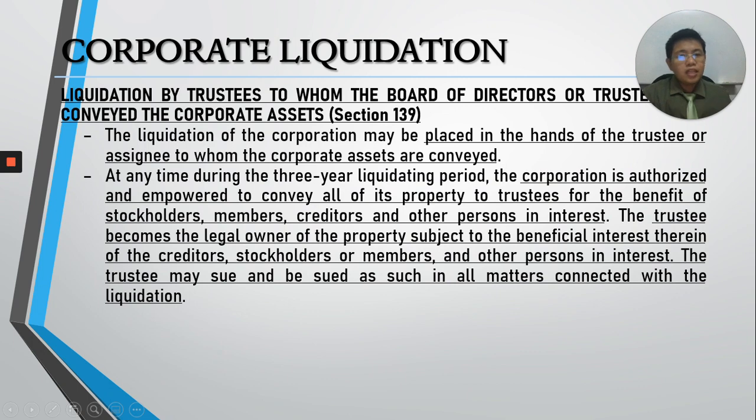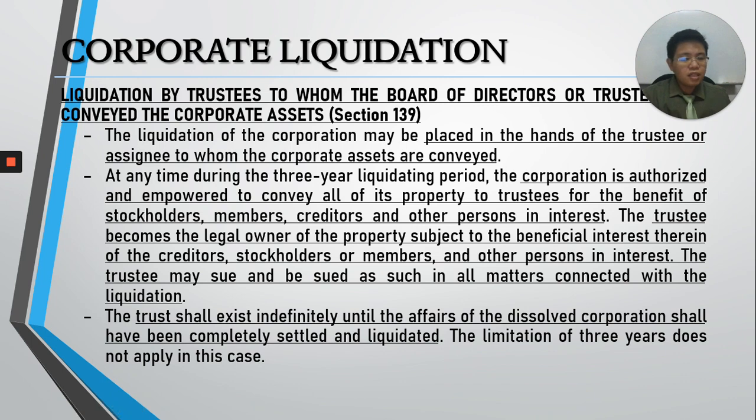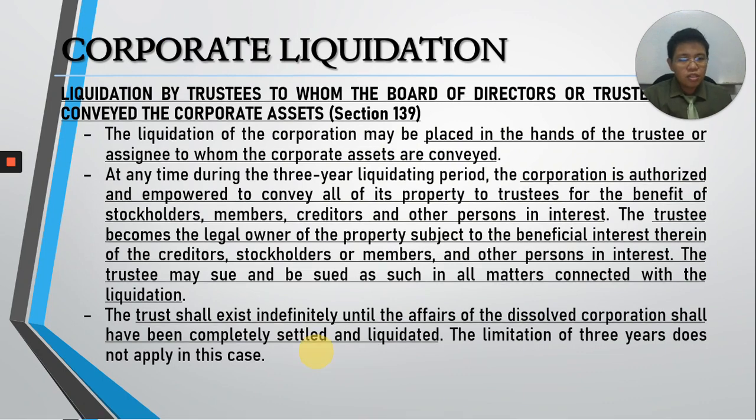So, anytime during the 3-year liquidating period, kailangan makapag-appoint ka ng trustee during the 3-year liquidating period. So, all of the corporate properties will be conveyed or given to the trustees for the benefit of the stockholders, members, creditors, or other person in interest. So, trustee will become the legal owner, beneficial owner naman yung mga creditors, stockholders, or members and other interested persons. Trustees will exist indefinitely hanggang sa nabayaran lahat ng utang ng corporation, na settle lahat ng affairs. Again, 3-year limitation does not apply.